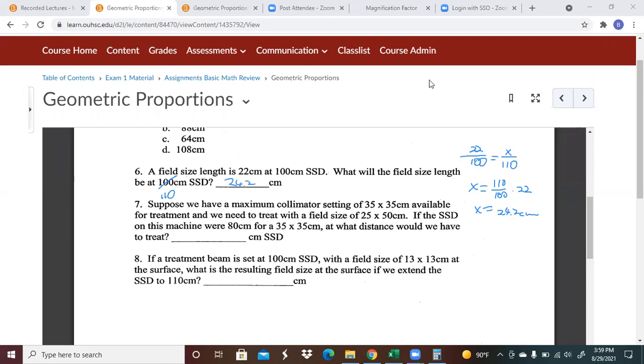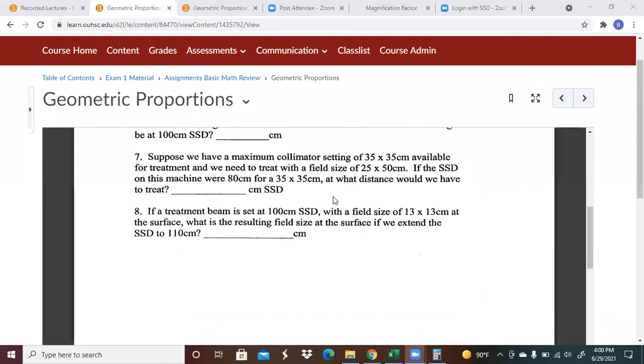All right. So clear a little bit out. Head down a little bit. All right, so suppose we have a maximum collimator setting of 35 by 35 available for treatment, and we need to treat with a field size of 25 by 50. If the SSD on this machine were 80 cm for a 35 by 35, at what distance would we have to treat?